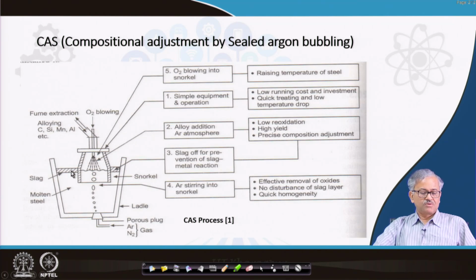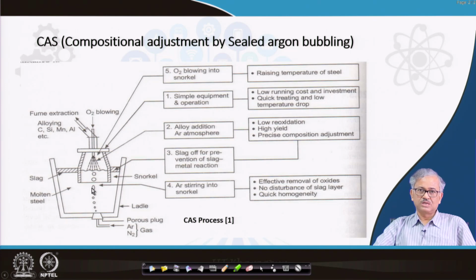And you can see the slag is not there inside, because when the slag eye forms, you just dip the snorkel. As a result, there is no slag entrapment into this region. Okay, the slag off also gives low reoxidation, high yield, and precise composition control. Argon stirring in the snorkel gives effective removal of oxide.